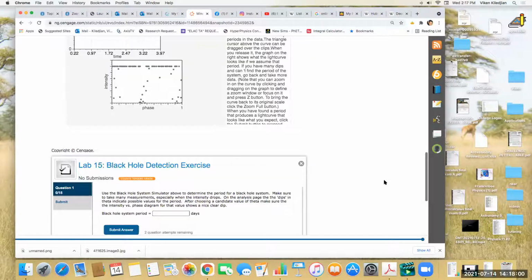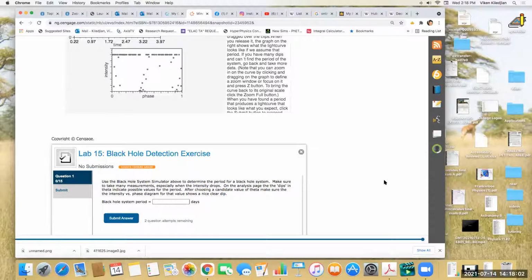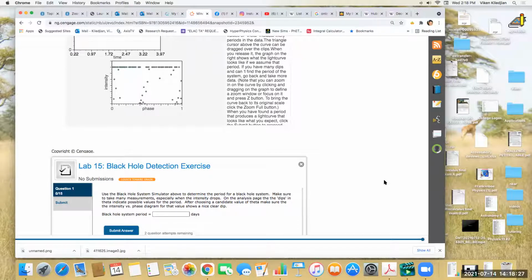Okay. Use the black hole system simulator above to determine the period for a black hole system. Make sure to take many measurements, especially when the intensity drops. On the analysis page, the dips in data indicate possible values for the period. After choosing a candidate value of theta, make sure the intensity versus phase diagram for that value shows a nice clear dip.